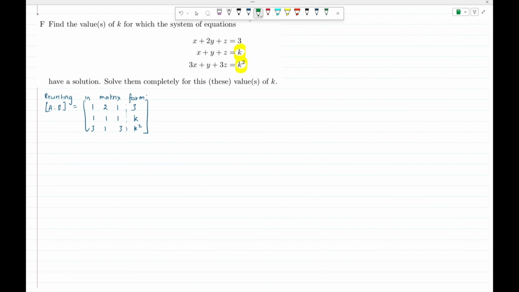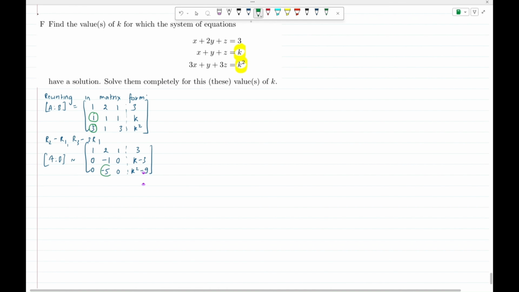So we'll be starting with these two elements which belong to R2 and R3. On R2 we'll perform R2 minus R1, while on R3 we're going to perform R3 minus 3 times R1. So A augmented B transforms to: the first row remains unaffected. Here we get 0, negative 1, 0, k minus 3, while the third row becomes 0, negative 5, 0, and k squared minus 9.